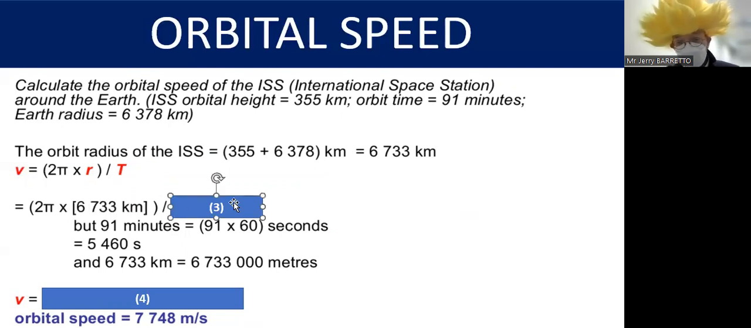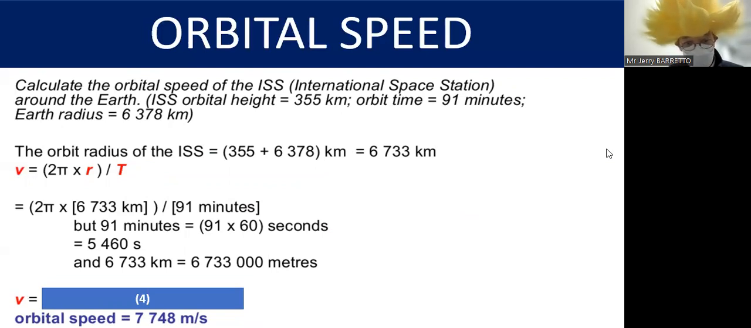Next step is we're going to substitute. And then we ask ourselves, are these units making sense? Once again, no, they're not making sense because the time is in minutes. We've got to convert that to seconds. That's what we're doing in that step. The distance, the radius, is in kilometers. We've got to convert that to meters. Here is what we're doing in that step.